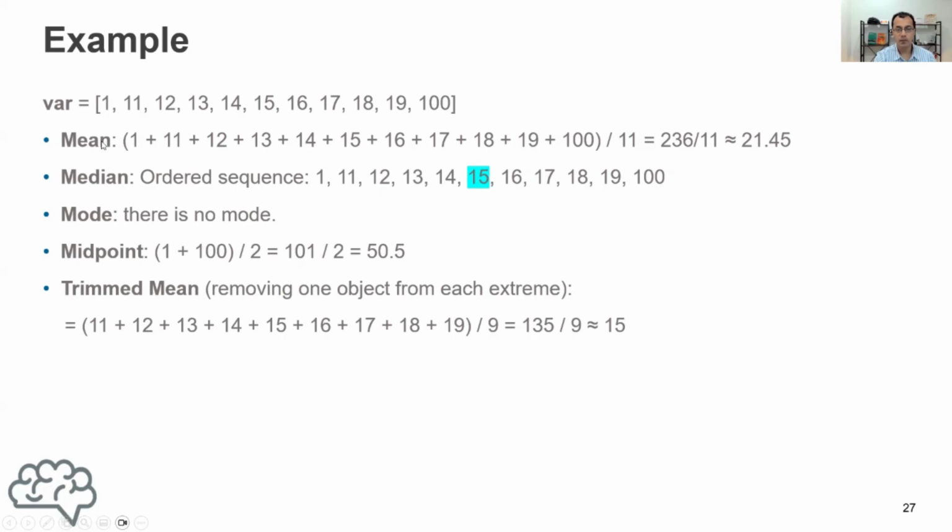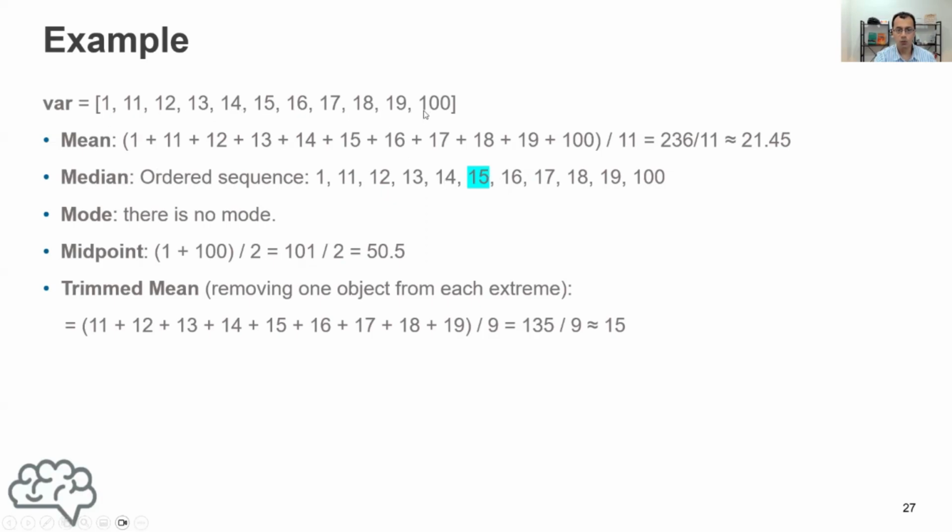The mean is the simplest one. We basically sum everything and divide by the number of observations, which is 11. Then we have the mean of approximately 21.45. The median, we order the sequence and take the value in the middle. As we have an odd number here, with a total of 11 values, I can simply take the value number 6, which is 15. So the median for this variable is 15.